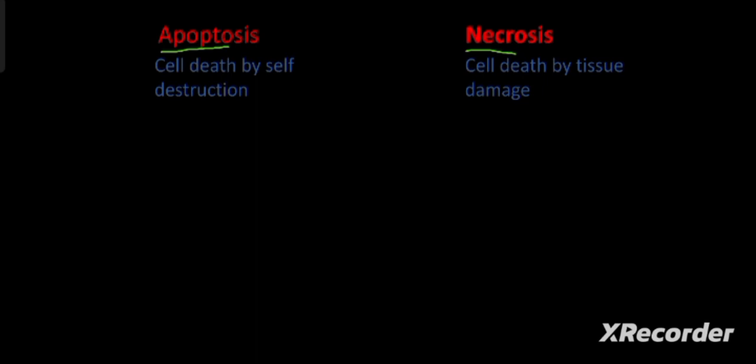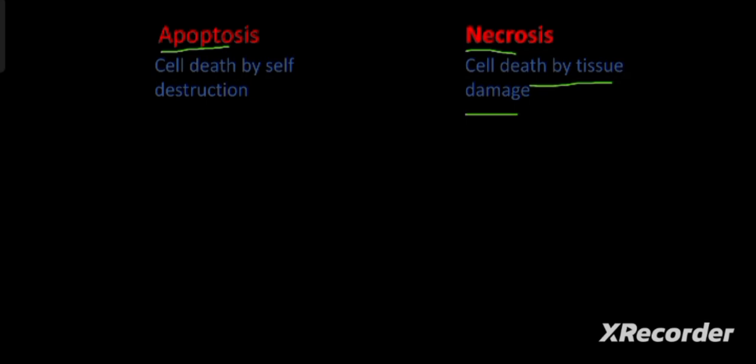On the other hand, cell death by tissue damage is known as necrosis. It is due to failure of blood supply, disease, or any injury. It is also known as accidental cell death.